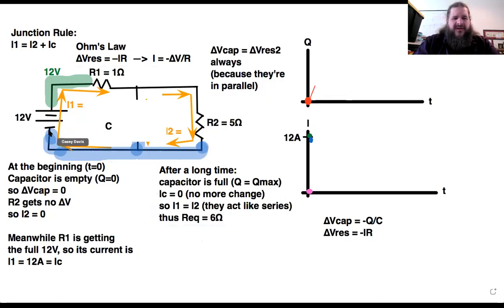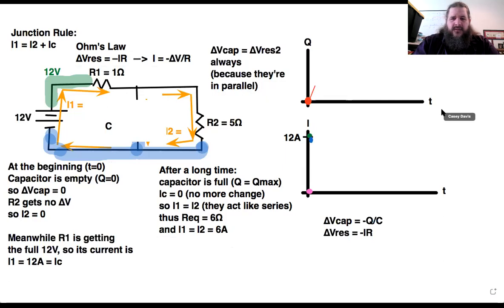And if we now treat this as just one single loop with a 12-volt battery and a 6 ohm resistor, what would the current be? 2. Yeah, we just take the usual Ohm's law. Current equals voltage over resistance. 12 volts over 6 ohms would be 2 amps. So current 1 and current 2 both equal 6 amps. So that's what's going on after a long time.